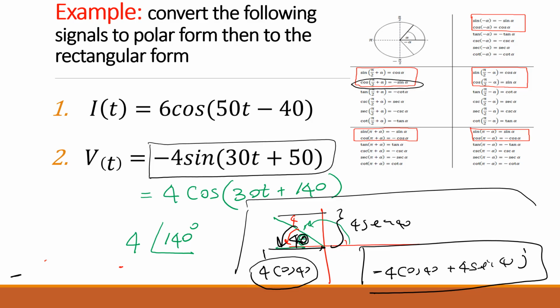Negative 3.1 plus 2.6j. So when you use 140, do you get the same answer? Okay, that's good. Are we good? Can I move to the next part? I'm moving to the next part, okay? Any question?